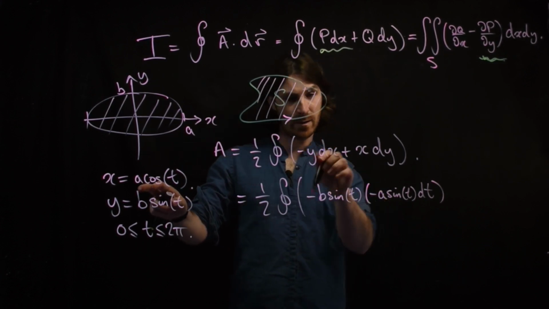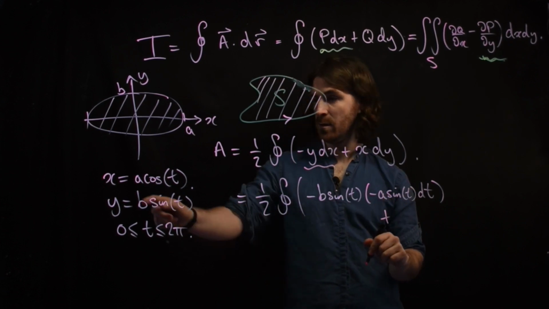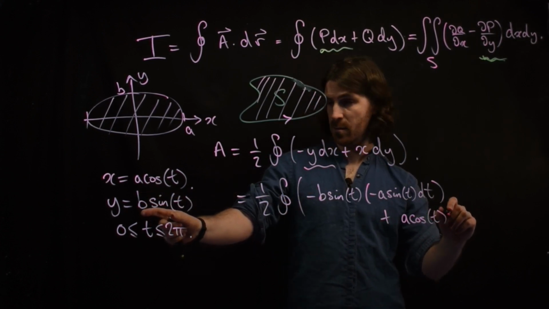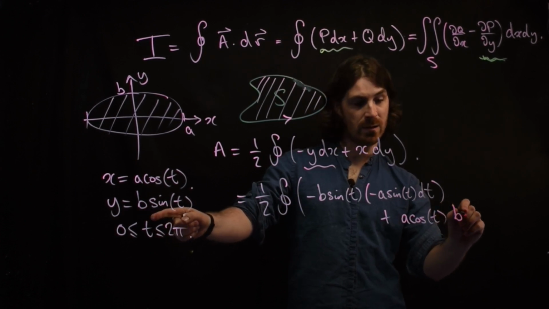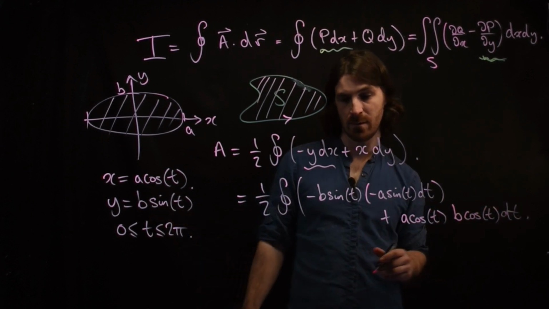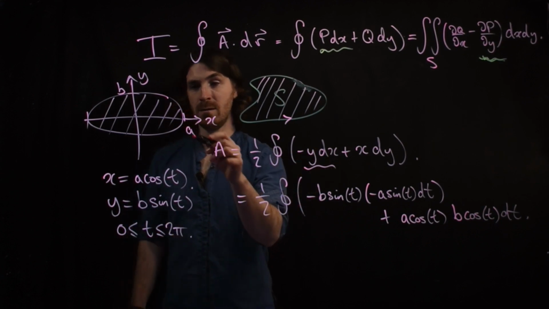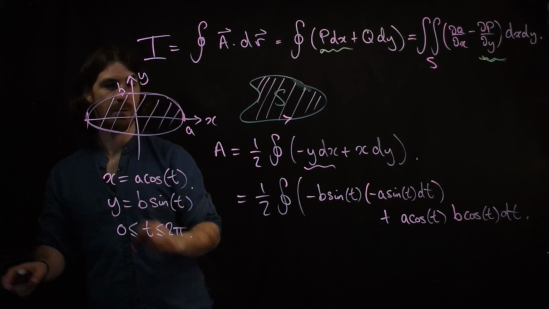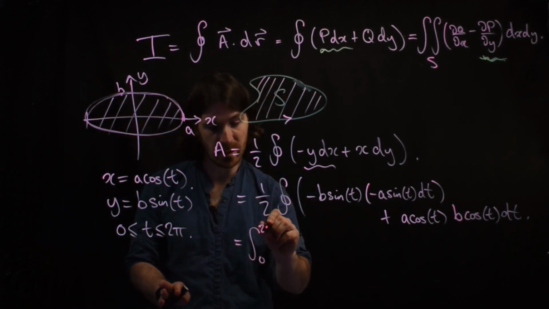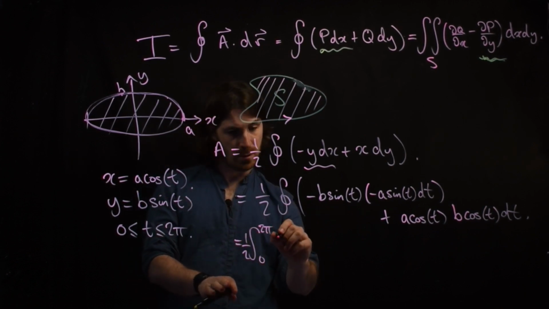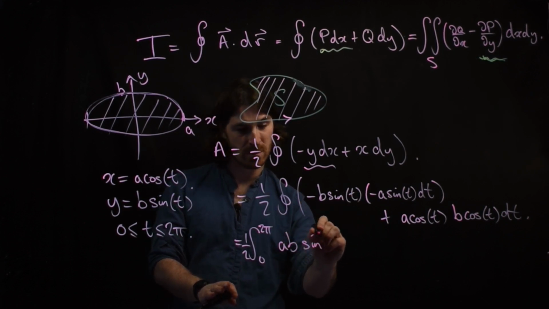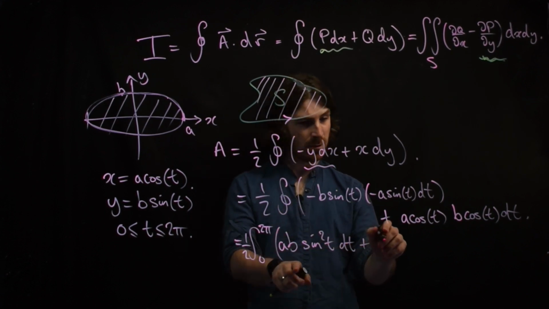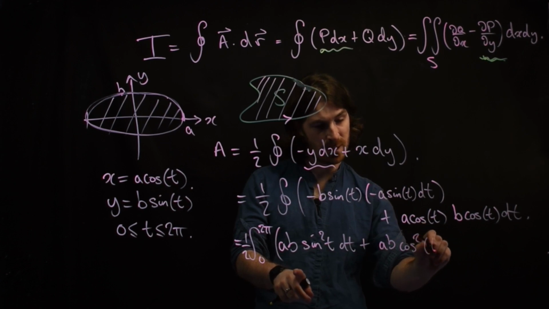And so that's the first term done. Plus x dy. So x is a cosine t, and dy will be b cosine t dt. So we've rewritten our line integral just in terms of t. And changing t from 0 to 2 pi will take us right around the boundary of the ellipse. So this goes from 0 to 2 pi. We've got a 1/2 out the front of ab sine squared t dt plus ab cosine squared t dt.